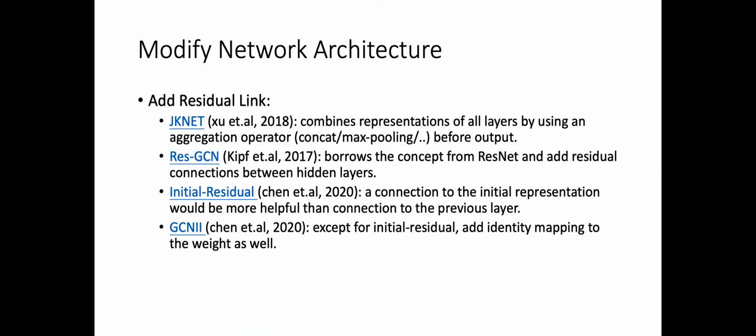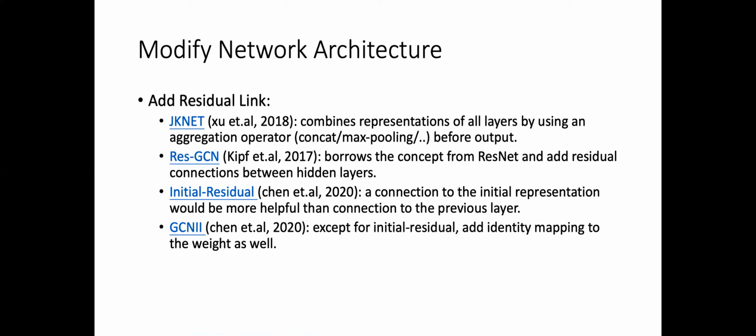Here are several works that are trying to modify the network architecture to improve its performance by adding the residual link. One is JK-Net, a work from 2018. This work tried to combine the representation of all layers by using an aggregator operator before the output. Which means, for example, if we have an L layer GCN, then we aggregate the output of layers 1, 2, 3, 4, 5 until layer L, and then we use the aggregated embedding as our final output. This aggregation operator can be either concatenation or maximum pooling or some other aggregator.